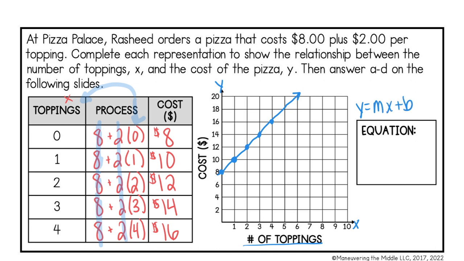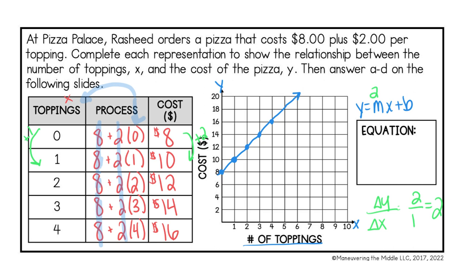So we can do this either by using the table, by looking at the graph, or by reading the problem. So let's use the table. For each time the topping goes up 1, the cost goes up 2. So to find m, you do the change in your y over change in x. So that would be 2 over 1 or just 2. So our m is going to be 2.